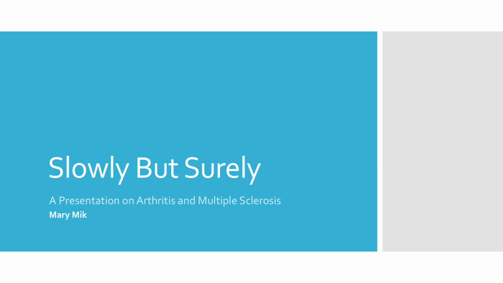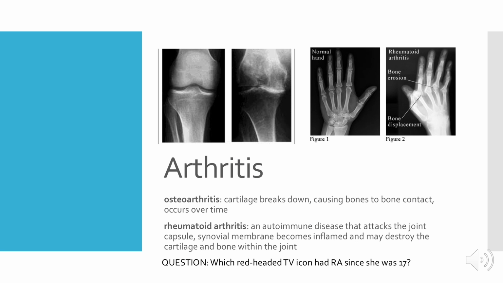So, arthritis is the inflammation of joints, and I'm sure we have known somebody who has had arthritis, whether that's a family member or not, but it's quite common. And actually, there are various forms of arthritis, but the two that are most common we'll talk about here today, which are osteoarthritis and rheumatoid arthritis.